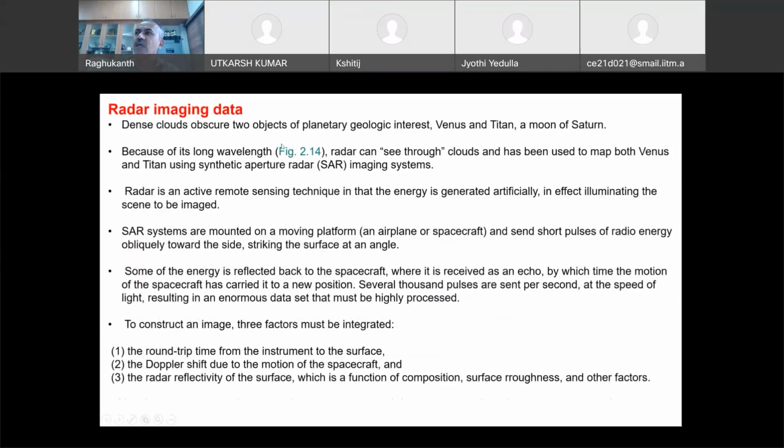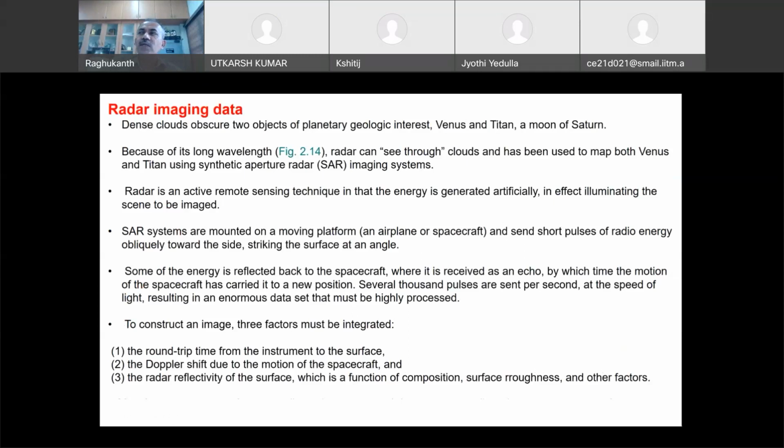And if you want to understand what is happening inside that planet, we have to use radar imaging. That means its wavelength is very long, so with radar you can see through clouds also. Of course, this radar technology is also used in our aircraft, when there is huge turbulence, so that the flight can land, you can see through the clouds basically.